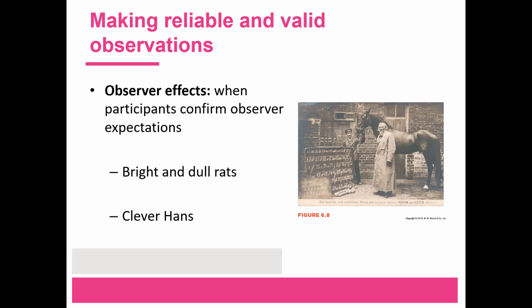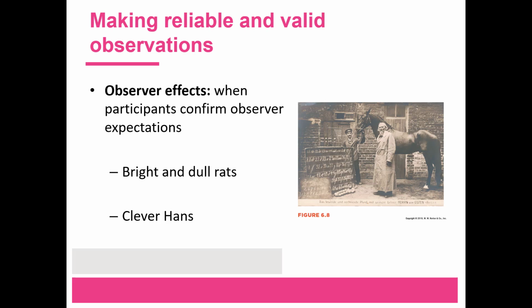Observer effects are when observers change the behavior of the participants to match the observer's expectations, also known as expectancy effects. Let's look at the bright and dull rats example. In this study, psychology undergraduates were given 5 rats and told to see how long it took for the rats to learn to run a maze. Each student was given a randomly selected group of rats. Half of the students were told that the rats were bred to be maze bright, and half were told that they were bred to be maze dull.